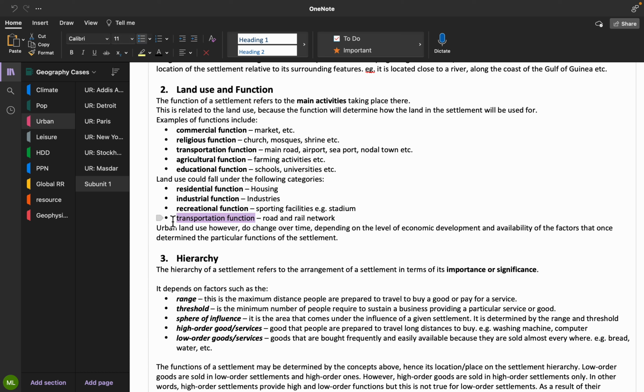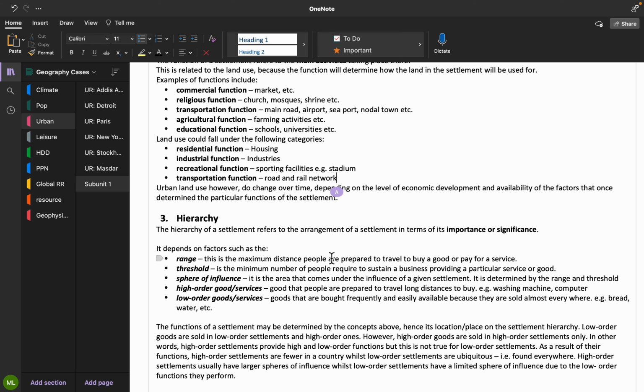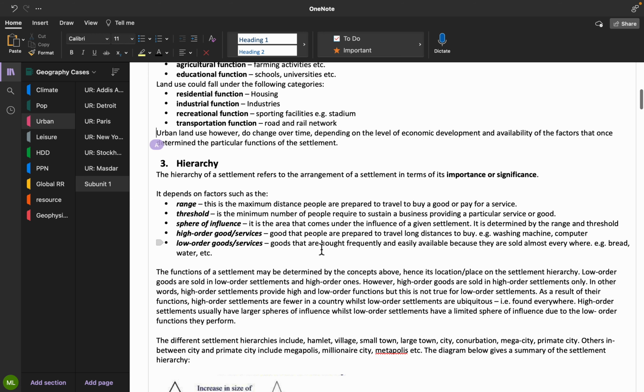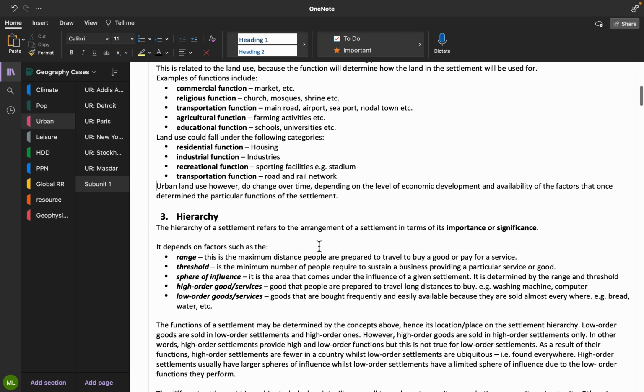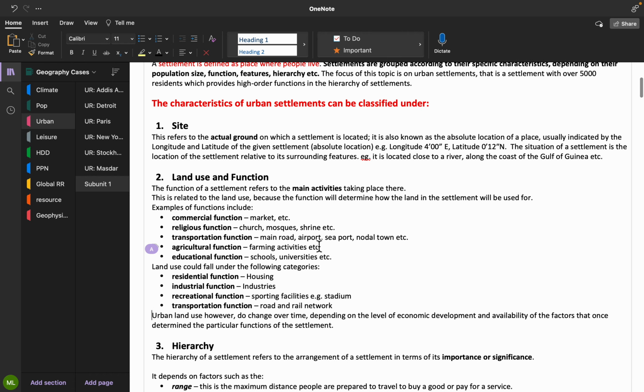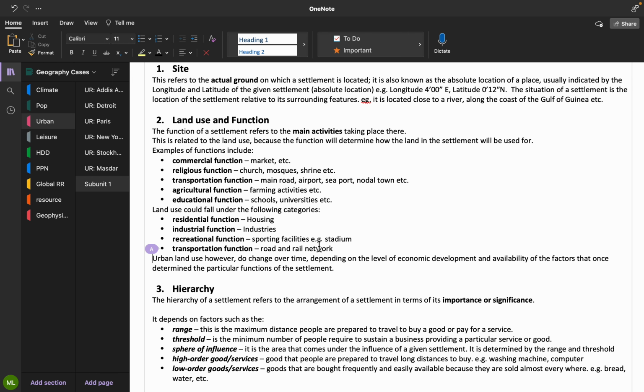And the fourth function right here, I'm going to highlight it, is transportation function. So this can be roads and railway network. So basically like monorails and MTRs. So urban land use, however, does change over time. So depending on the level of economic development and availability of the factors that once determined the particular functions, the settlement really changes. Okay, now let's look at the third characteristic, which is hierarchy.